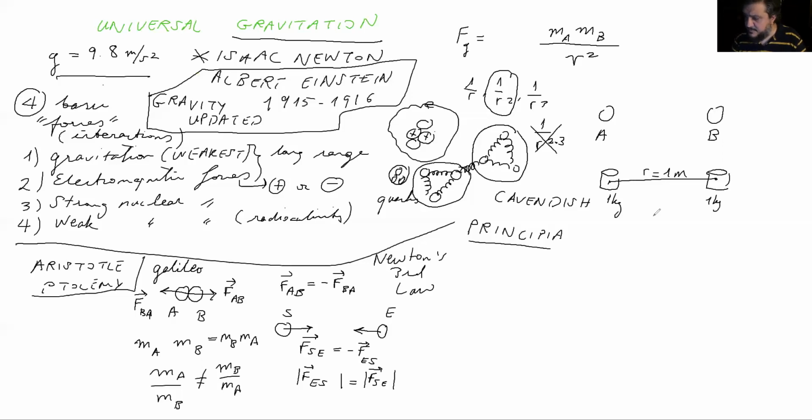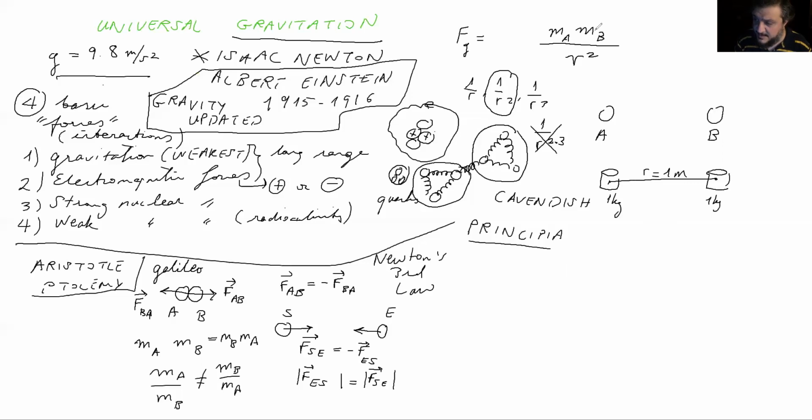Anyway, so going back to this, some mass you can find in the lab, okay? 1 kilogram here, 1 kilogram there. Just hold them a meter apart. So 1 times 1 divided by 1 squared, you get 1. Is that 1 Newton? No, it's not. It's not 1 Newton.